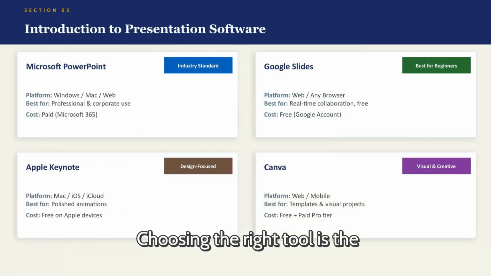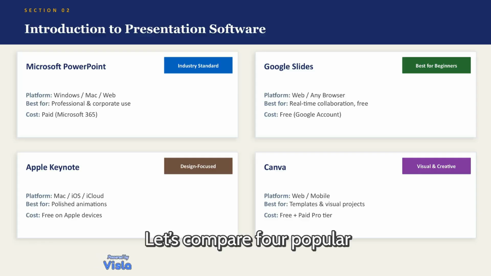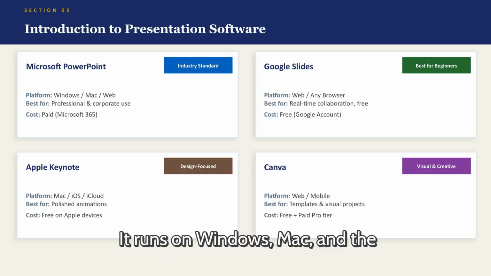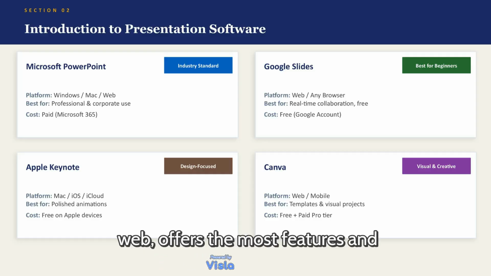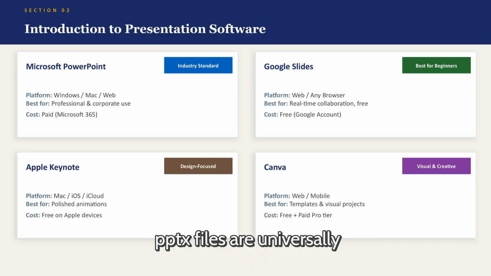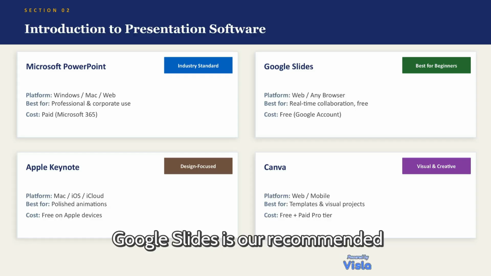Choosing the right tool is the first step in building great slides. Let's compare 4 popular options. Microsoft PowerPoint is the industry standard. It runs on Windows, Mac, and the web, offers the most features and tutorials, and PPTX files are universally compatible, though it requires a Microsoft 365 subscription.